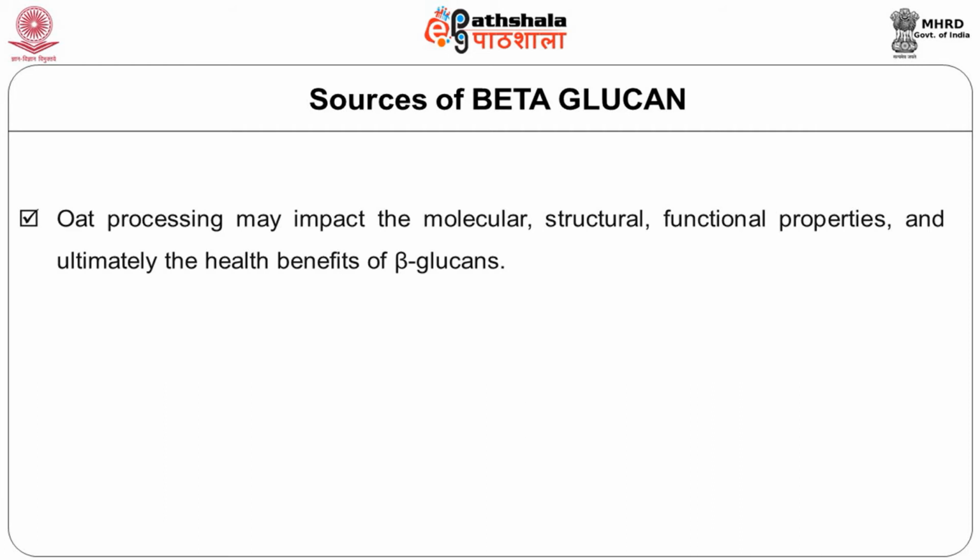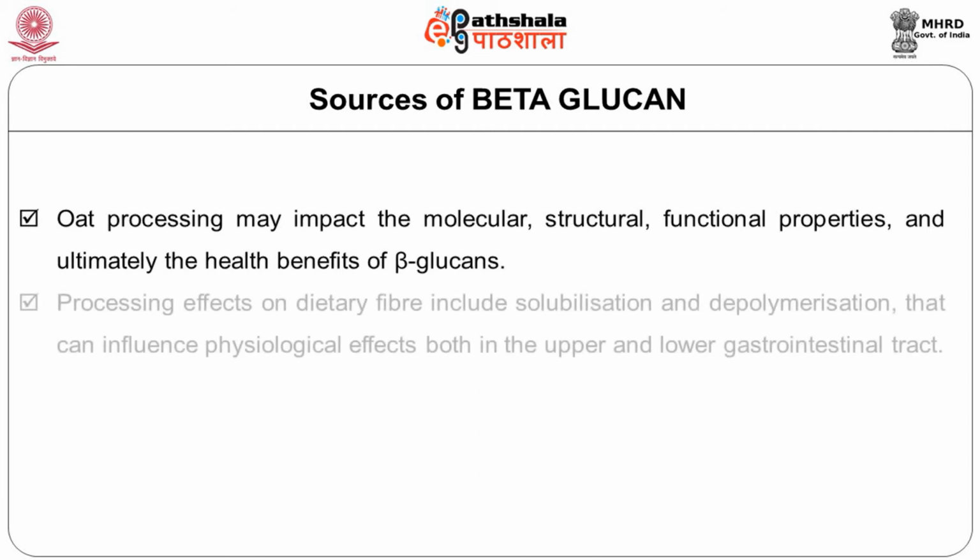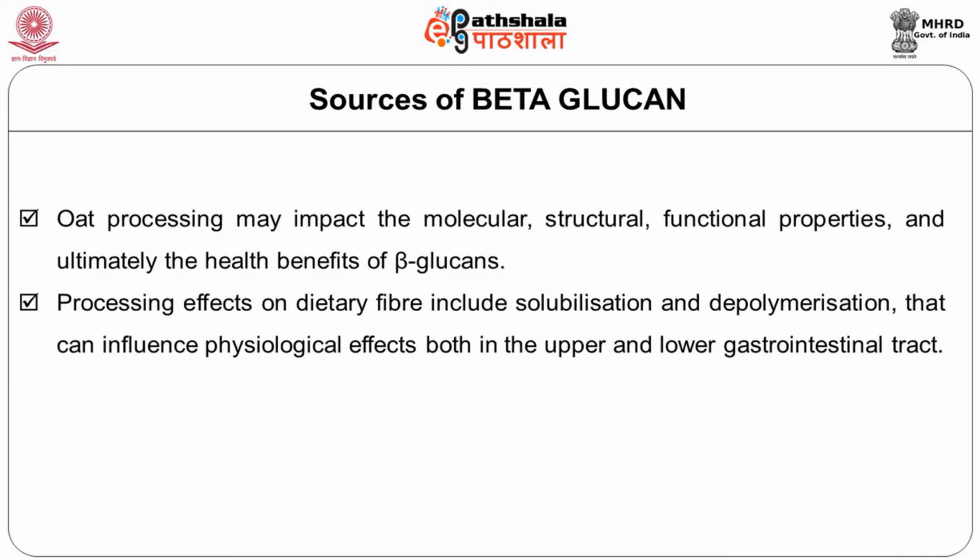So, this is what we have to learn when we are talking about beta-glucan, what will happen during processing, because usually we consume the foods either by boiling or steaming or by flaking of these oats. What could be the fate of this beta-glucan, its chemical structure or its degree of polymerization. So, in general, processing effects on dietary fiber include solubilization and depolymerization that can influence physiological effects both in the upper as well as the lower gastrointestinal tract.